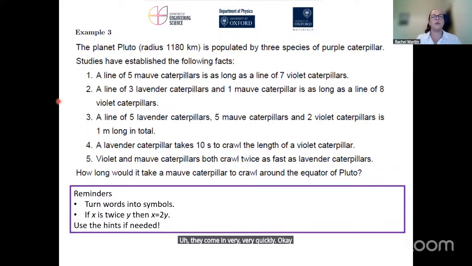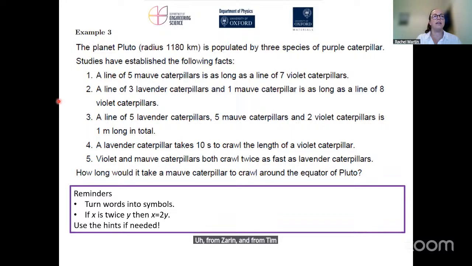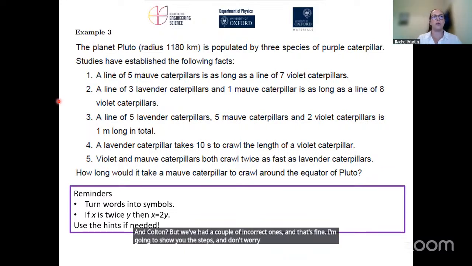Okay, so I have seen about 2 correct answers just now, from Zarin and from Timothy and from Finbar and Colton. But we've had a couple of incorrect ones, and that's fine. I'm going to show you the steps. And don't worry if you're right at the start of this question. That is no problem whatsoever.